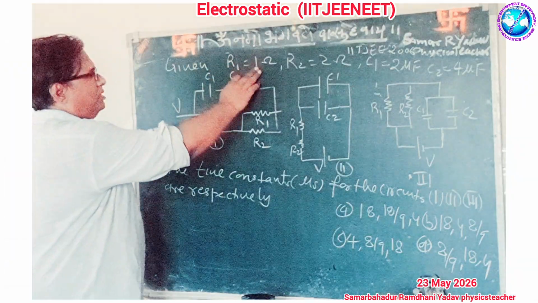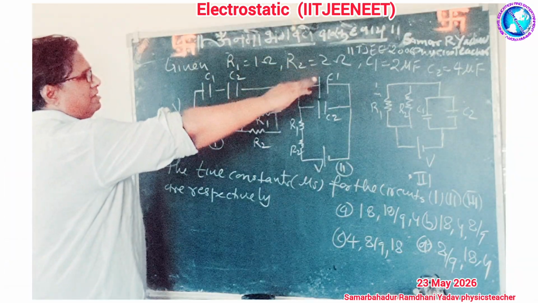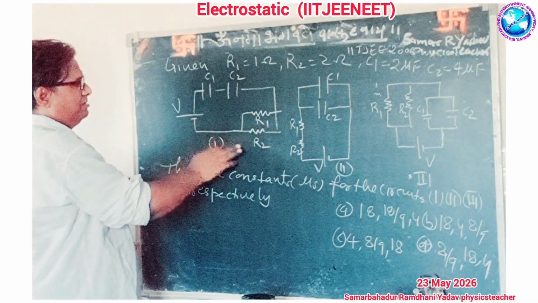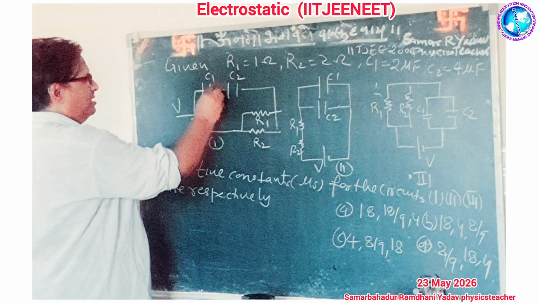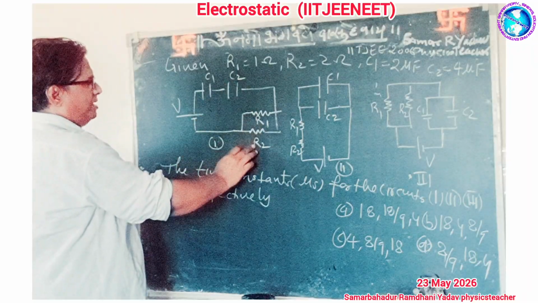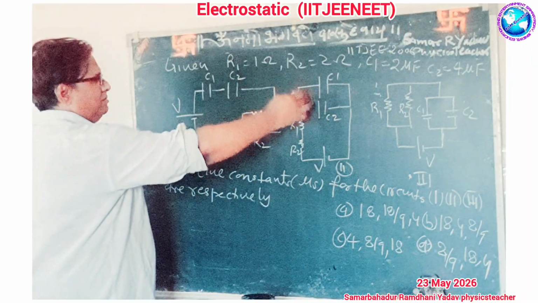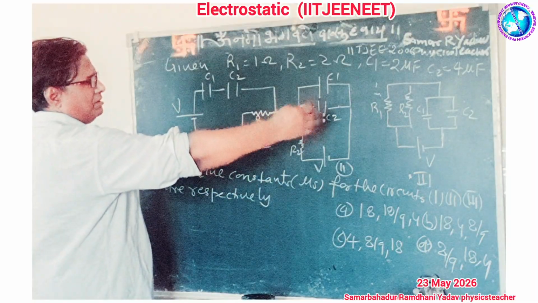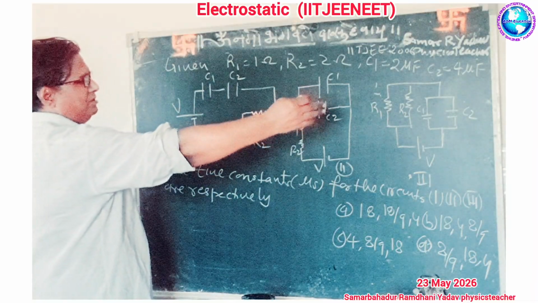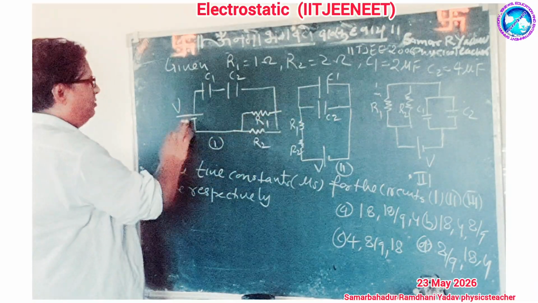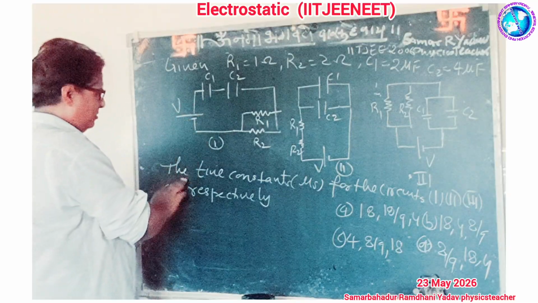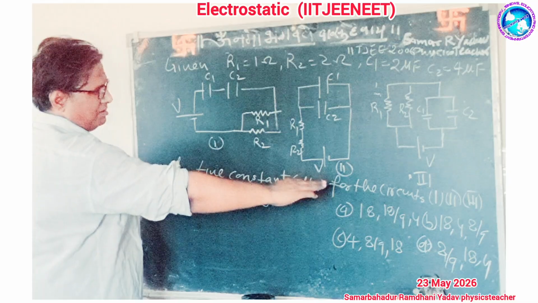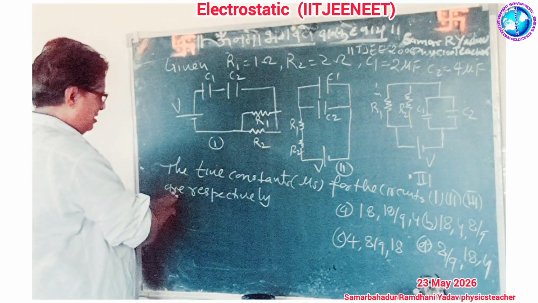Given R1 is equal to 1 ohm, R2 is equal to 2 ohm, and C1 is 2 microfarad and C2 is 4 microfarad. Here a circuit is given, C1 and C2 are in series and R1 and R2 are parallel. Here C1 and C2 are parallel, R1 and R2 in series, and third, R1 and R2 and C1 and C2 are parallel connected with the voltage V. Now the time constants in microseconds for circuits 1, 2 and 3 are respectively.